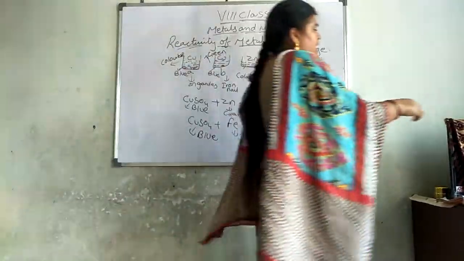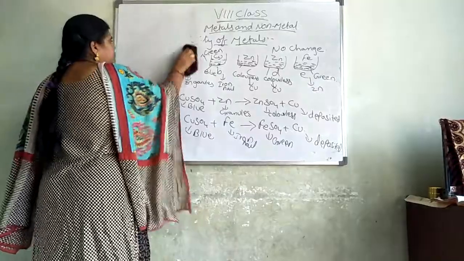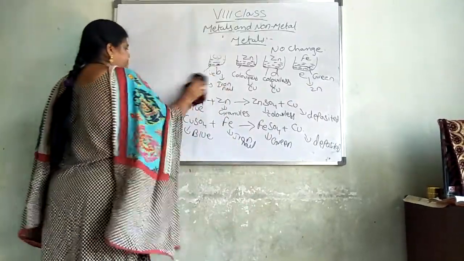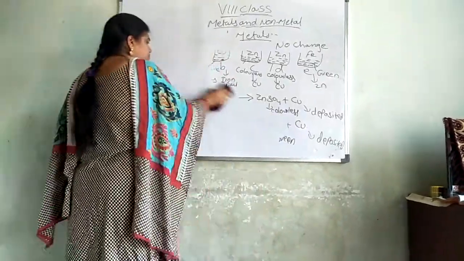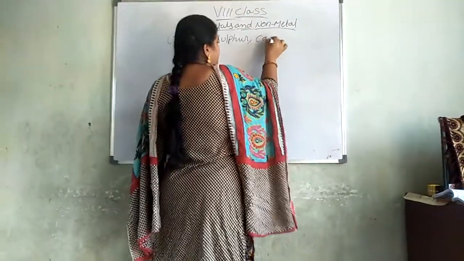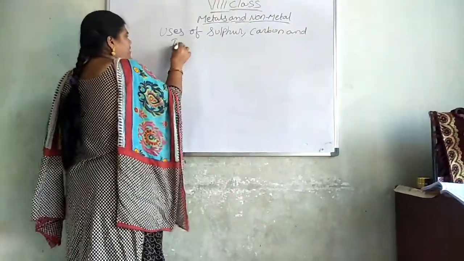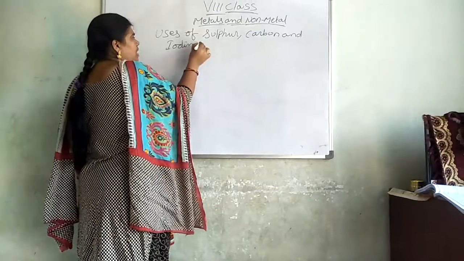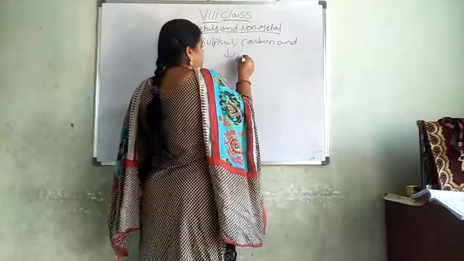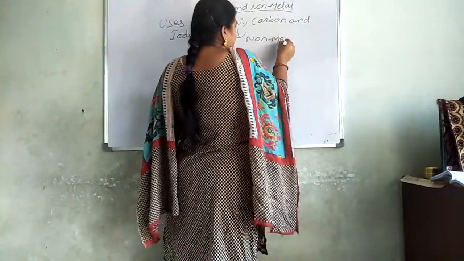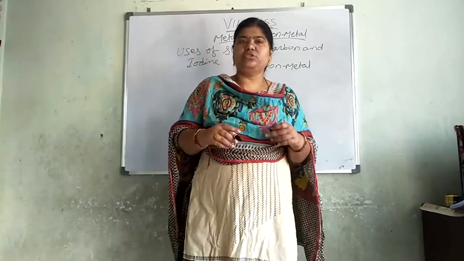Now, uses of sulfur, carbon and iodine. What are sulfur, carbon and iodine? Sulfur, carbon and iodine are non-metals. Already last day we discussed metals. What are the uses of those?